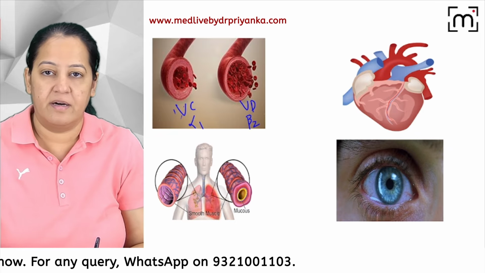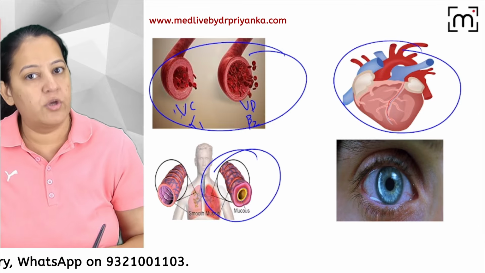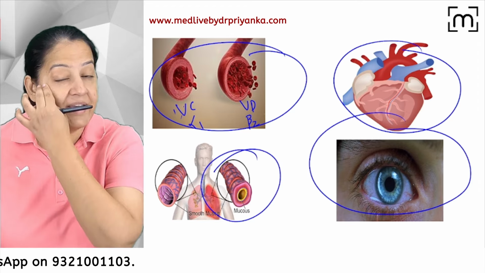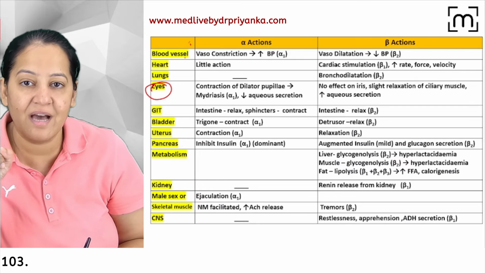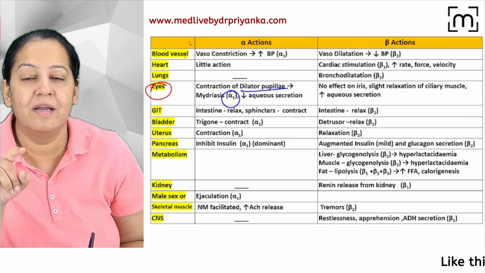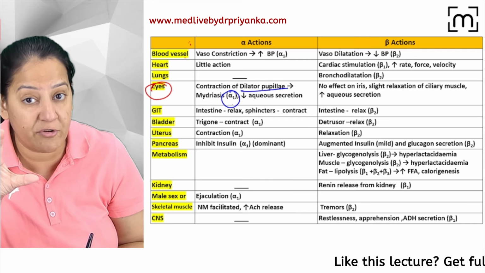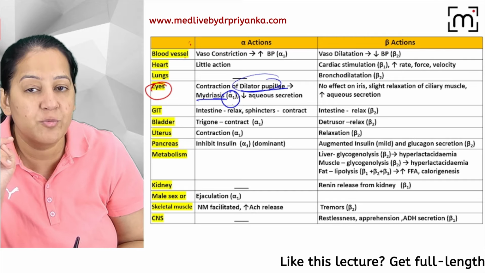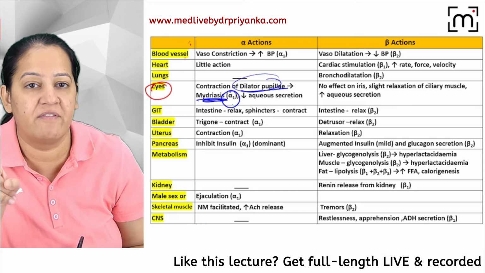We have seen the action on the blood vessel, the heart, and the bronchioles. Now let's talk about the eyes. In the eyes, what does it cause? Miosis or mydriasis. In the eyes, alpha 1 receptors are present on the dilator pupillae iris muscle. When noradrenaline binds with the dilator pupillae, it causes contraction of the dilator pupillae, and that leads to mydriasis. So the alpha 1 receptor causes mydriasis.